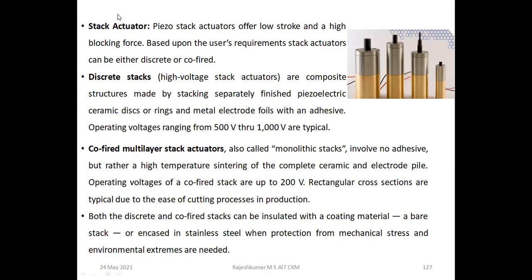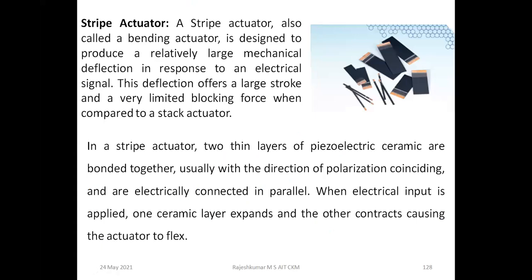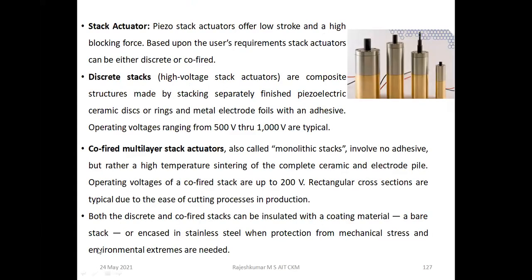The next is, there are different types of piezoelectric actuators, like the stack actuator and the strip actuator. Let us first discuss the stack actuator. A stack actuator is a type of actuator utilizing the piezoelectric effect, which offers low stroke and high blocking force. The stroke we get will be a lower amount, with a higher blocking force.